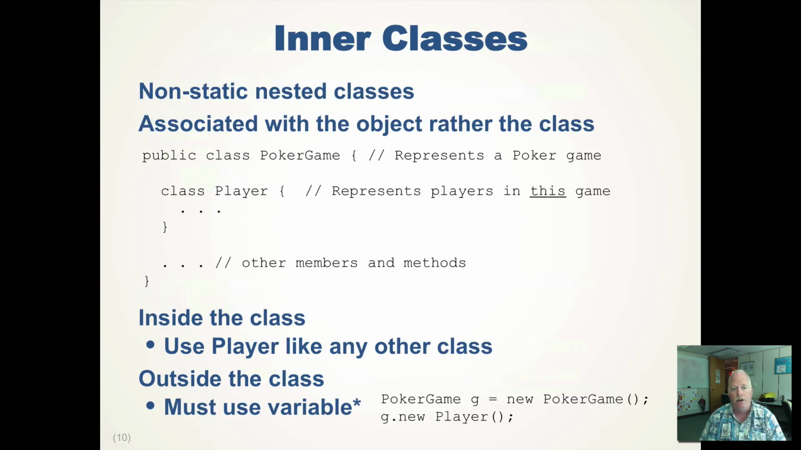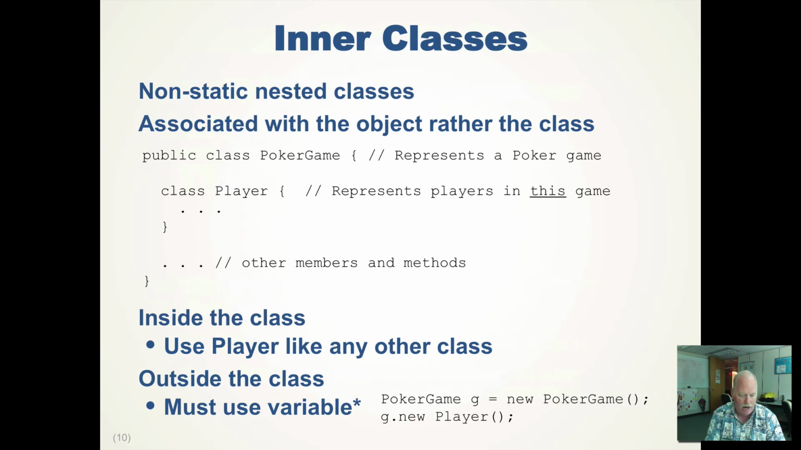We can also have non-static inner classes that are associated with the instance of the class. Remember how we have instance variables, we have instance methods, we now have instance classes. So in the public class PokerGame, we have an inner class Player, and it's referring to players for this particular poker game instance. So it's usable inside the class, just like any other class. You can create new players inside the poker game. You can do all the things, you can manipulate it.